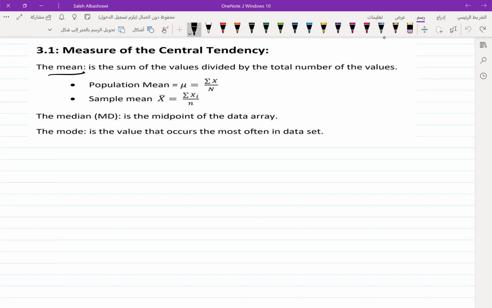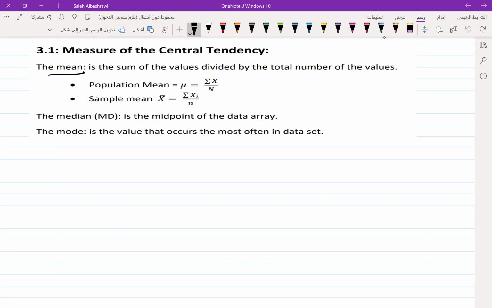The mean is the sum of the values divided by the total number of the values. And we have two means. We have mean for the population defined by mu equal to sigma of x divided by n, or xi divided by capital N. And we have sample mean, which will be x bar equal to sigma of xi divided by small n, where n is the size of the data or the number of the values that we have.